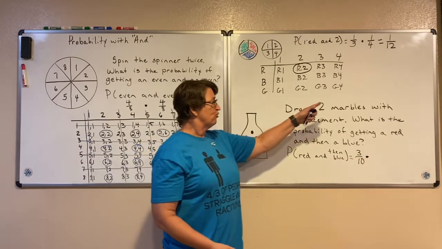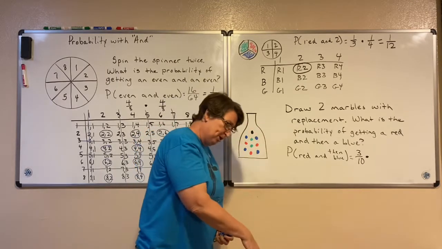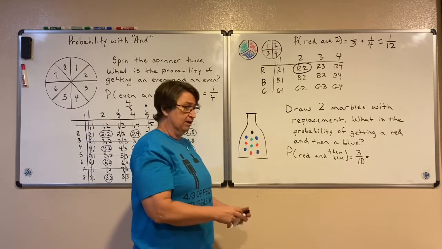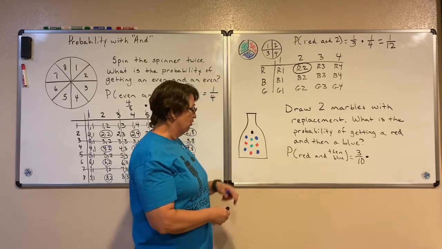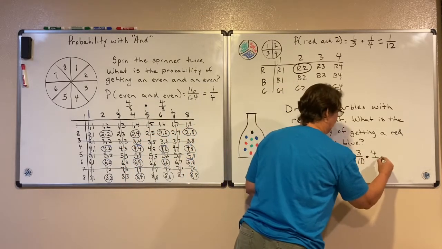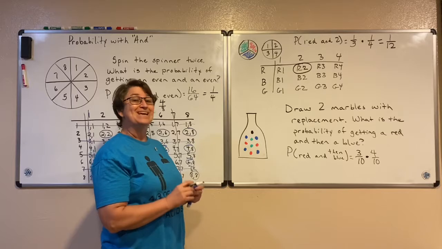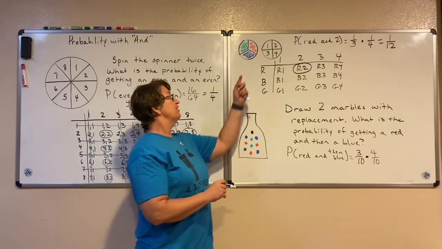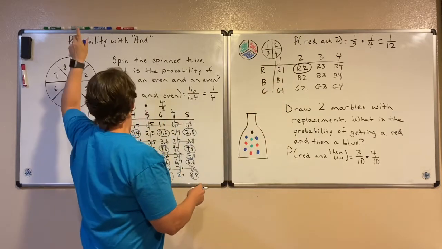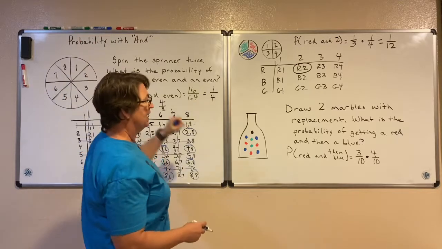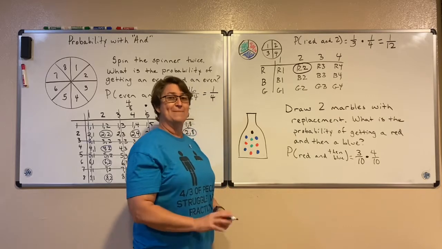Then it says with replacement. So in other words, I took the red marble out, I looked at it, I put it back in, all 10 of them are in there again. I'm going to now draw a marble out. What's the probability I get a blue? Well, there are 4 blues, again, out of that possible 10, because we put that red one back in. That makes them independent events. This spinner is independent of that spinner. This spinner, the first time, is independent of the second one. And both of these probabilities are independent of one another since I put the marble back in.